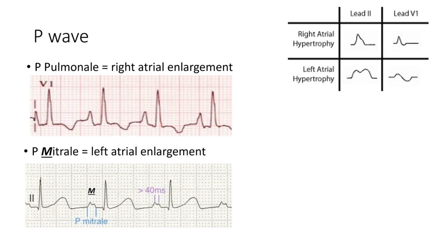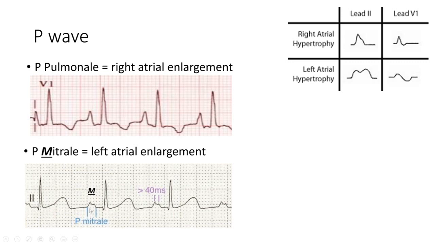The main P wave abnormalities that we are bothered about are when there's right atrial enlargement, and what we see here is a spike or a tall P wave, abnormally tall, and that is called P pulmonale. Because it is likely to be caused by a lung disease causing back pressure on the right side of the heart.